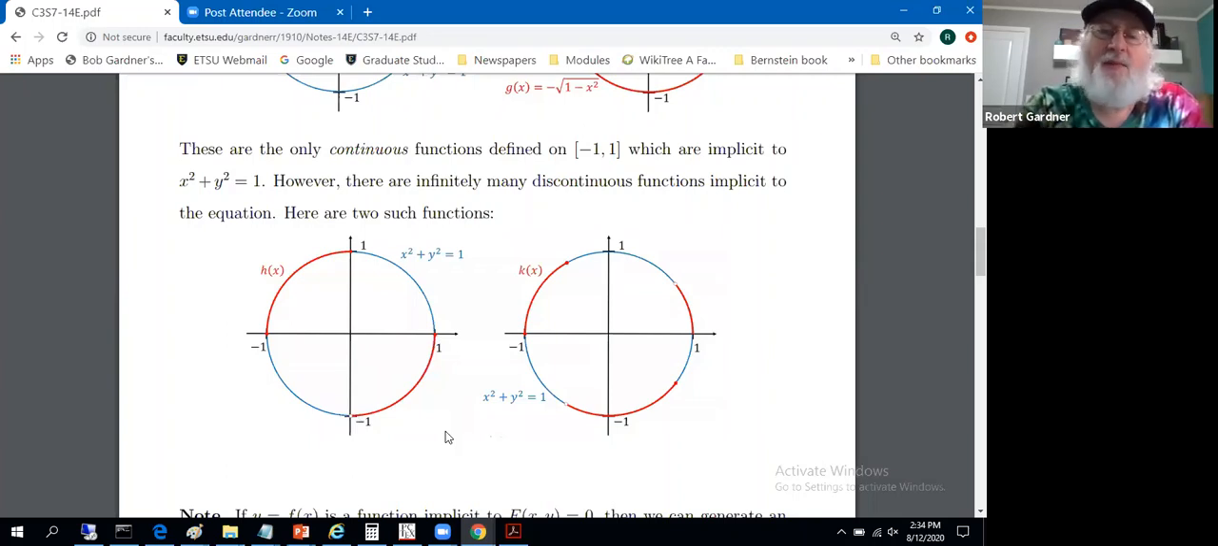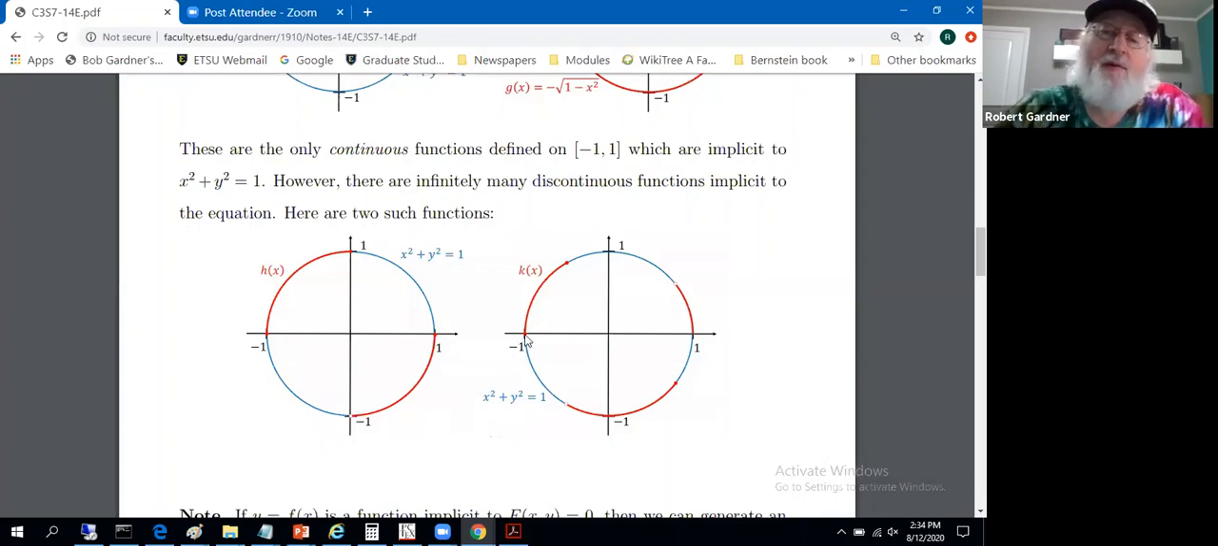It just happens not to be continuous, which would cause some differentiability problems. Remember, differentiable implies continuous, so at discontinuities, we don't have differentiability. But I'm just talking about what it means for functions to be implicit at this stage.